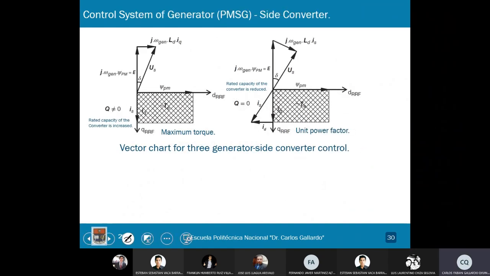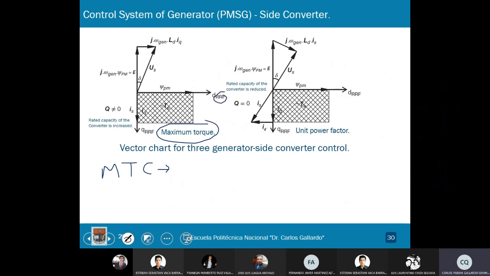Once again, this is the control system of the generator side converter, but in this case, I am working with a permanent magnet synchronous generator. For the generator side converter, I will have three different control strategies. The first one is the maximum torque control. What happens in this type of control?